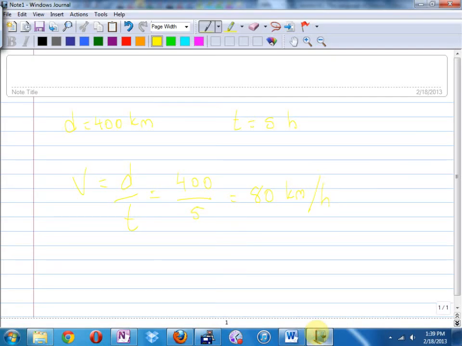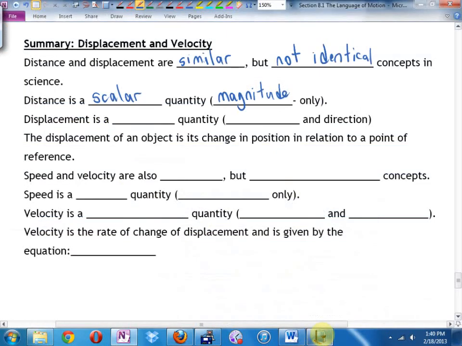This example that I did with you here, I gave you a distance because I didn't tell you what direction 100 Mile House was from Pitt Meadows, Maple Ridge. Magnitude only. Displacement is a vector quantity. It has magnitude and direction. And we said that the displacement of an object is its change in position.